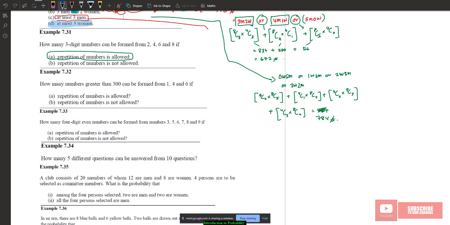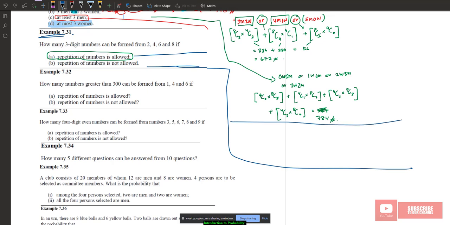Right. For example number 7.31. Let's try doing it here. So you have 2, 4, 6 and 8. Basically n equals 4. From 4 we want to form r equals 3, so we want to create 3 objects out of 4 objects. Looking at these 4 objects, they are different, meaning distinct objects.